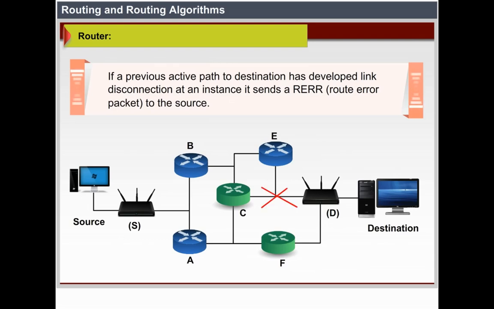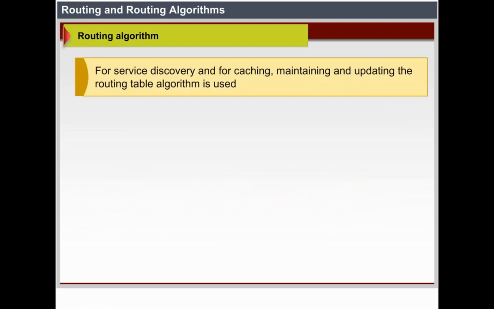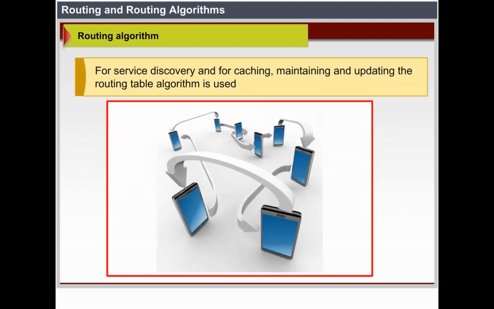Sends a RERR, route error packet, to the source when a previously active path to destination has developed link disconnection at an instance. Routing algorithm: algorithm used for service discovery and for caching, maintaining and updating the routing table.